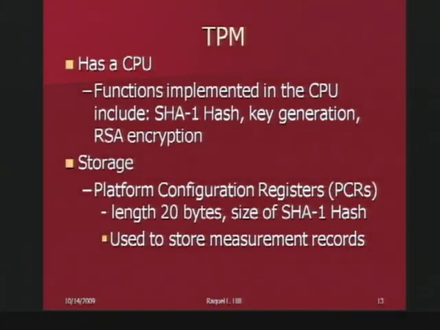So what you get is that from the BIOS on up to your applications, each layer is measuring the next thing. That measurement is basically just taking a hash of the executable, or asking the TPM, hey, hash this for me. The TPM then stores that in one of its platform configuration registers. So in addition to having a CPU and some specific functions implemented, you have these platform configuration registers that act as storage, the length of the output of a SHA-1 hash, which is 20 bytes. So you use that to store your measurements.